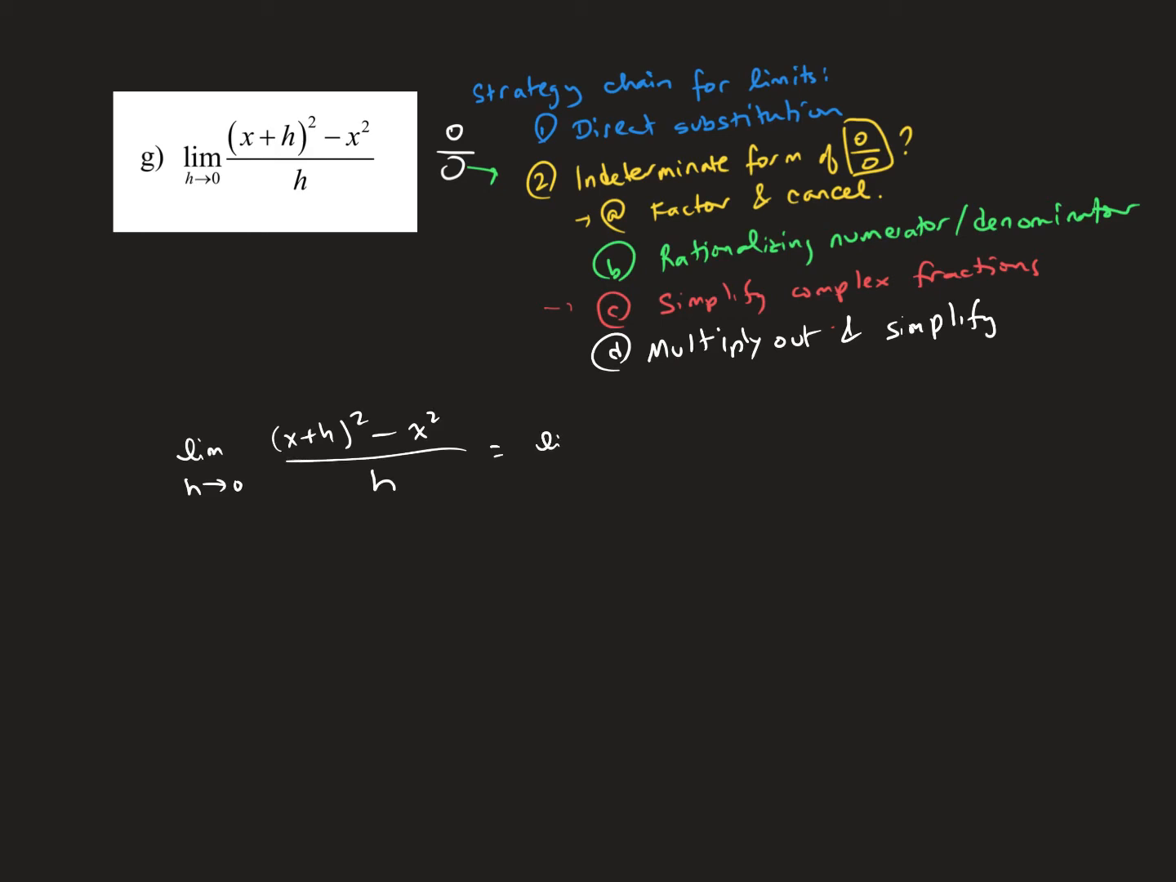We're going to take that quantity squared and we're going to multiply it out. So x plus h quantity squared will be x squared plus 2hx plus h squared. And you could obviously use FOIL to get that, minus x squared, and that's all over h. Now, if I look at the top, I can simplify that. I have an x squared here, and a negative x squared here. That goes away.